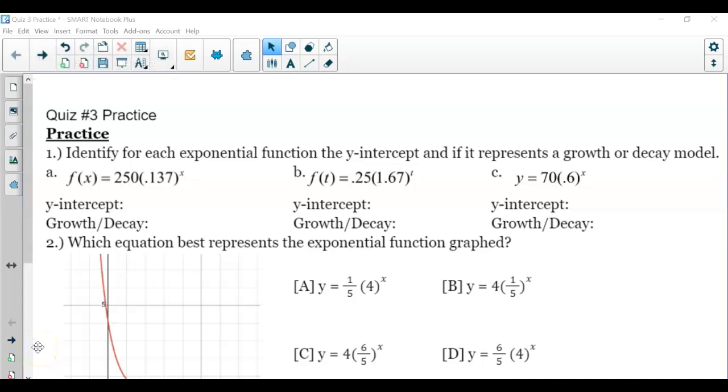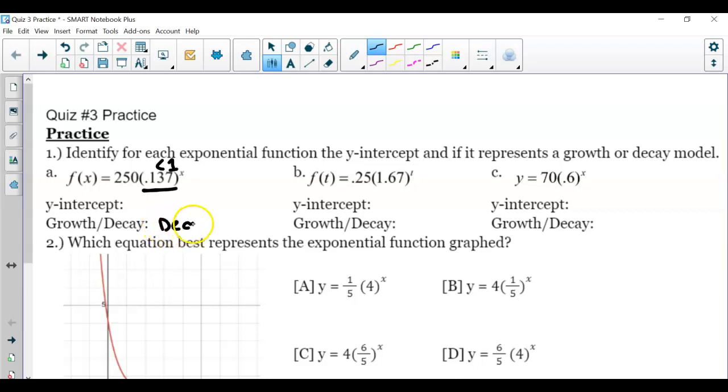In this video, I'm going over our Quiz 3 practice problems. So these first few problems have to do with our exponential function and whether it is a growth or decay function and identifying the y-intercept. So in these first, just remember the base, which in this case is our 0.137, will tell you if the function is growth or decay. Because this is less than 1, right? Between 0 and 1, the base, this is now a decay function.